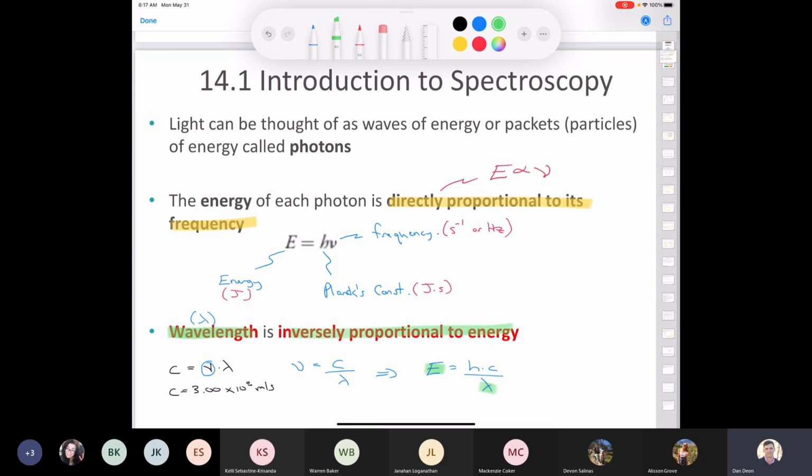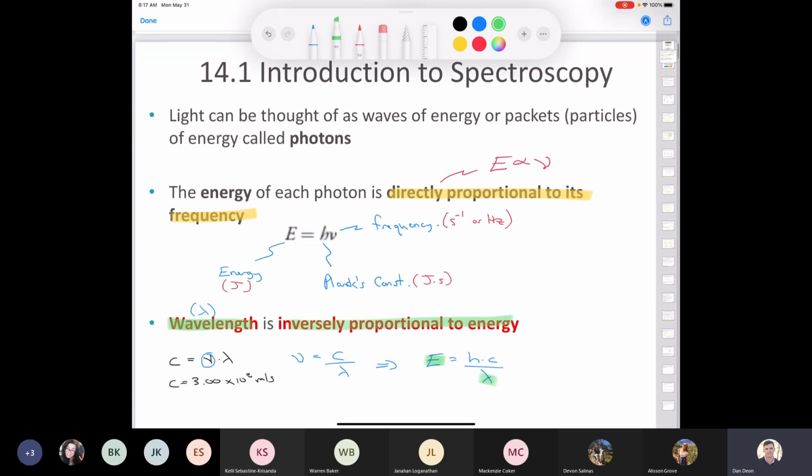So what have we got? We've got that energy is directly proportional to the frequency. So higher frequency is higher energy, lower frequency is lower energy. And we've got that shorter wavelength is going to be higher energy, and longer wavelength is going to be lower energy.